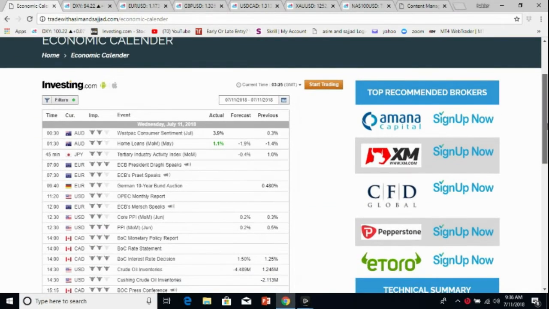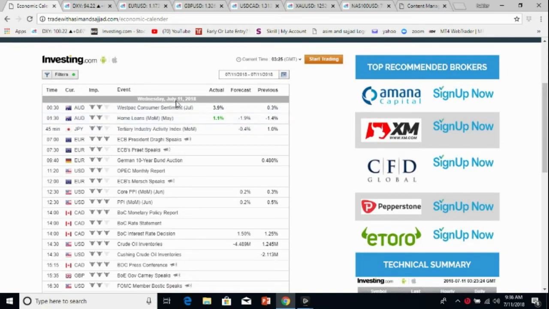We begin our analysis with the economic calendar. We just missed Australian data, though it didn't bring any volatility. But at the moment, the Tertiary Industry Activity Index for JPY is expected in 45 minutes, and later on, ECB President Draghi's speech. This can bring some volatility in the euro pairs, though right now it's quite weak. The European economy and political situation is not looking very good, so we might expect a downtrend for euro pairs.